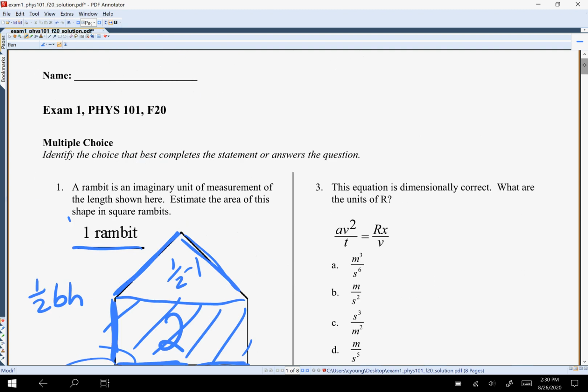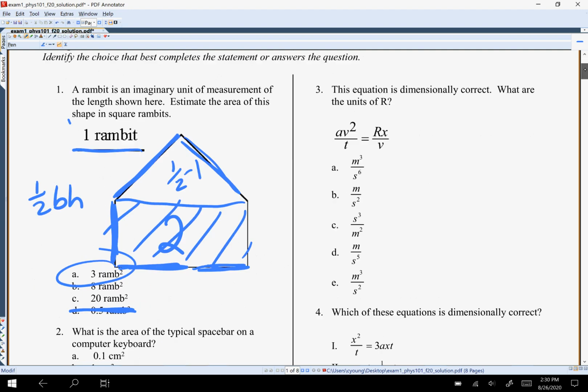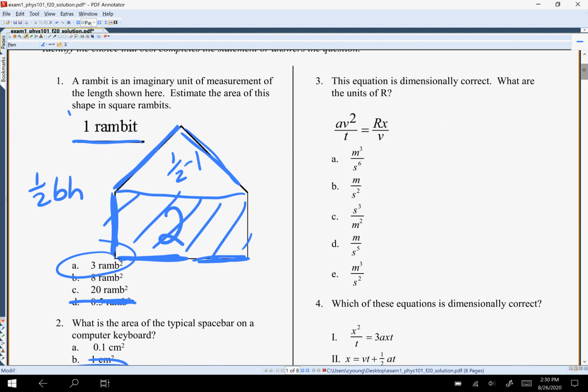This equation is dimensionally correct. What are the units of R? Okay, we've done these before. I'm going to solve this equation for R. I'll just multiply both sides by V and divide both sides by X to get a value for R. And so that's going to be AV cubed over XT.